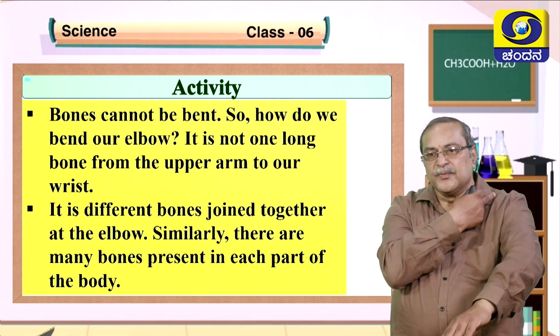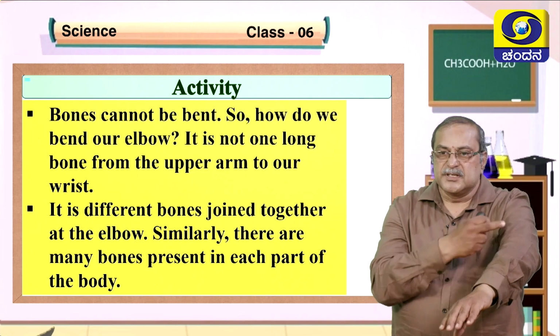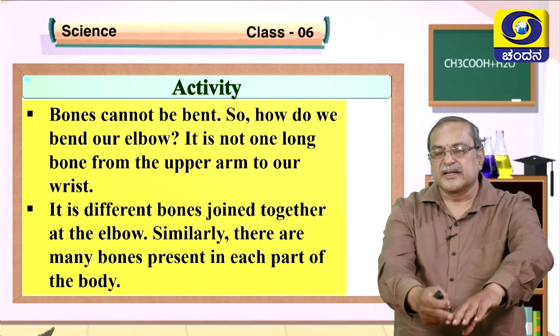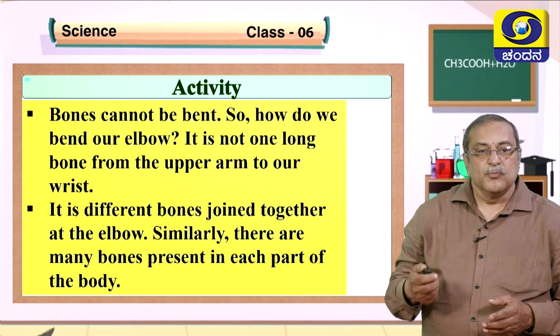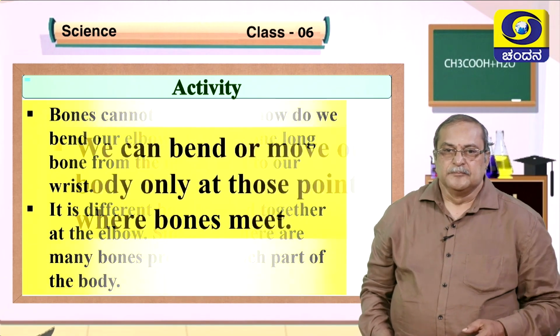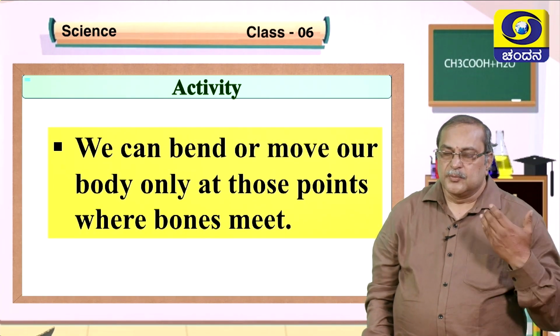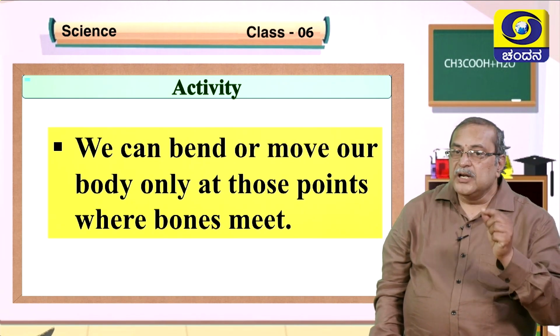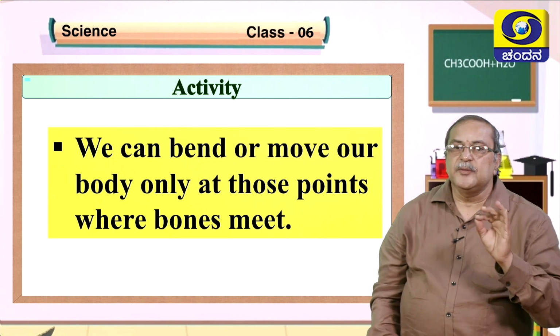From here to here is one bone. This is made up of 2 bones. Here is one bone, and here they are connected. So, there are so many bones in our body.